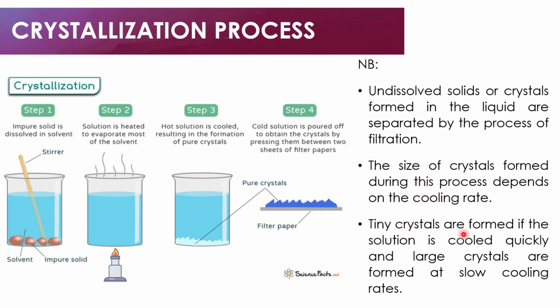Tiny crystals are formed if the solution is cooled quickly or rapidly, and large crystals are formed at slow cooling rates. So what it means is that if you want small crystals, your cooling has to be rapid or quick. And if you want large crystals, then that means you will have to what? You will have to cool your solution slowly.